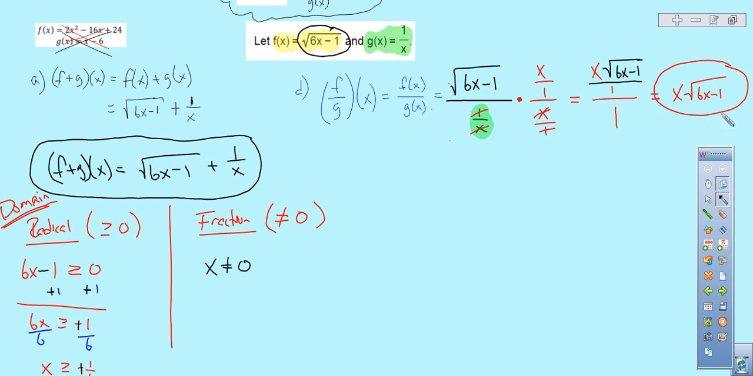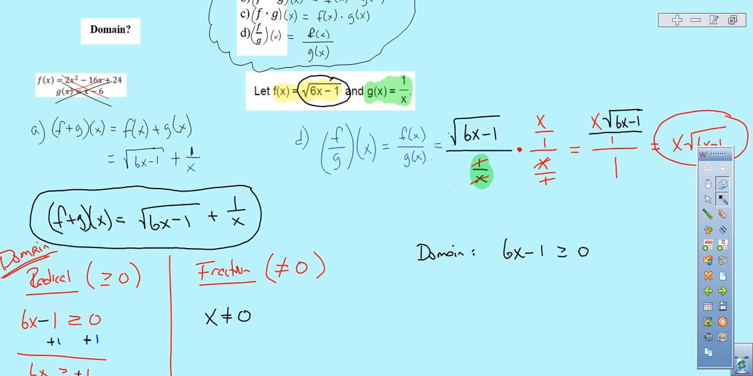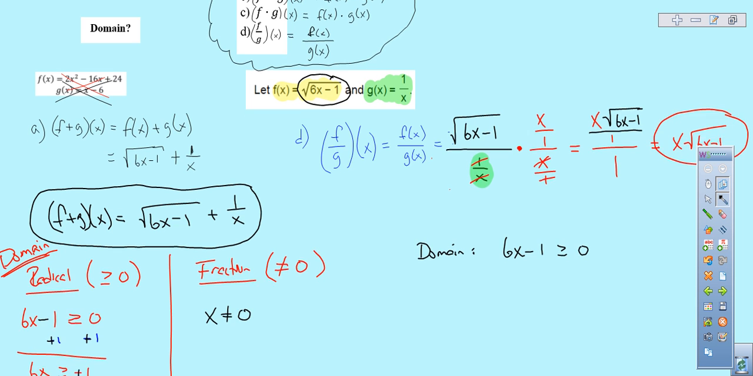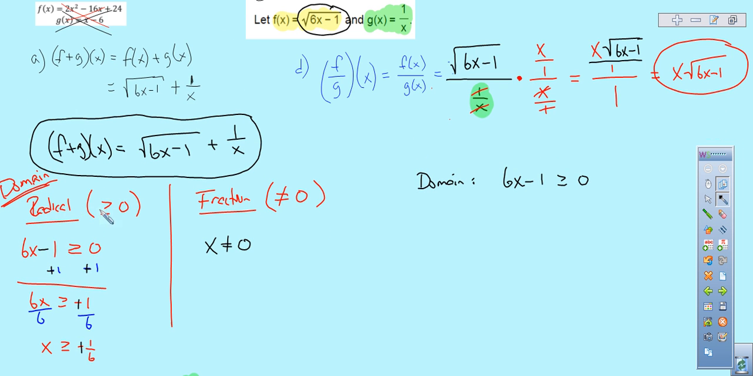Our final answer in this situation was this guy right here, right? So we break him down. We don't have a fraction, but we definitely have a radical. So to find the domain, we take what's underneath the radical, which was 6x minus 1, and set it greater than or equal to 0. Remember, we've got those little rules that we established and wrote down. Oh, there it is right there. If you have a radical, you do greater than or equal to 0. If you have a fraction, you set the denominator not equal to 0.